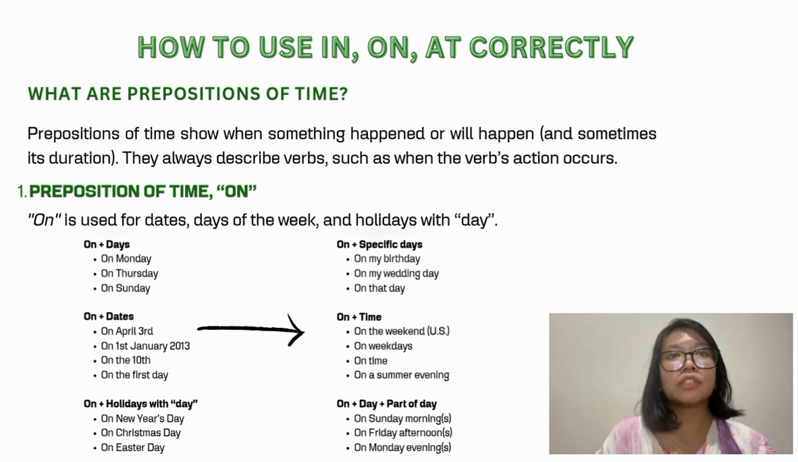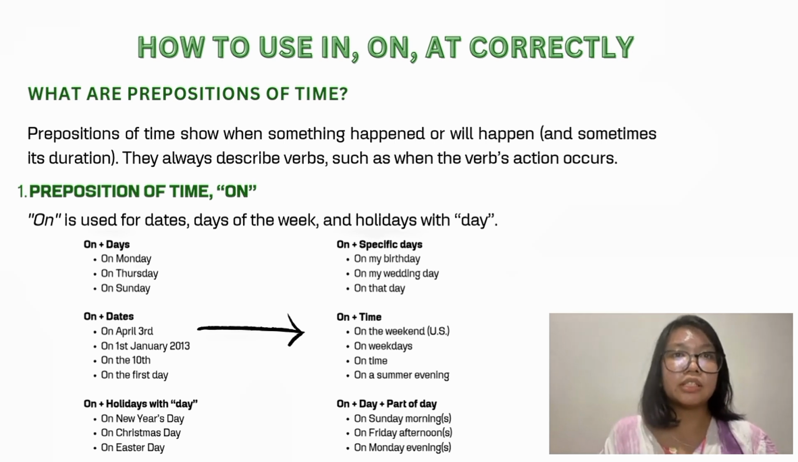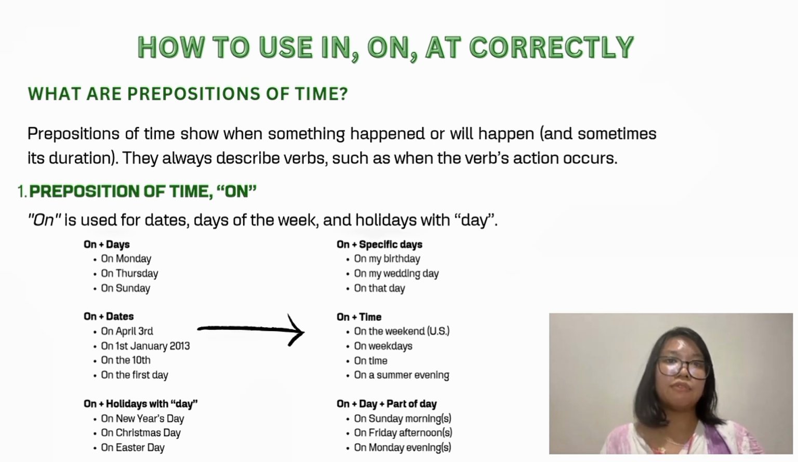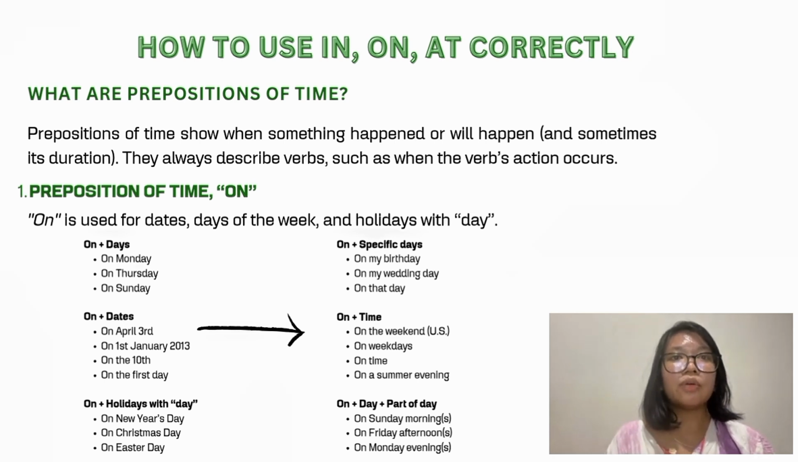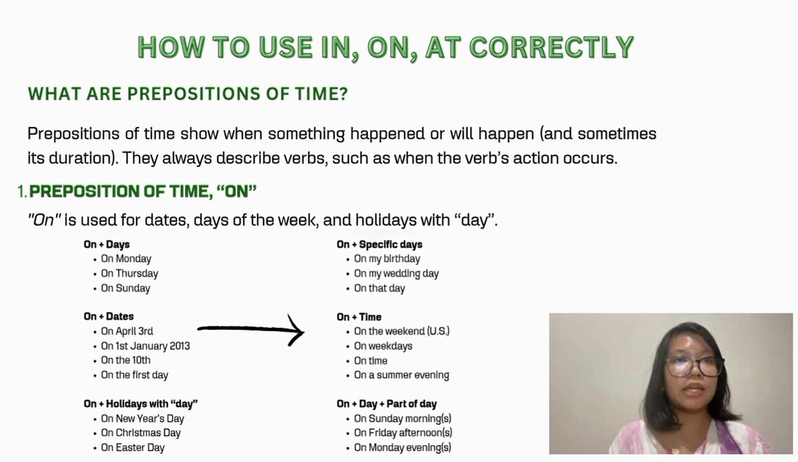Next is preposition of time on. On is used for dates, days of the week, and holiday weekdays. On plus days: on Monday, on Thursday, on Sunday. On plus dates: on April 3, on 1 January 2013, on the 10th, on the first day. On plus holidays: on New Year's Day, on Christmas Day, on Easter Day. On plus specific days: on my birthday, on my wedding day, on that day. On plus time: on the weekend (US), on weekdays, on time, on a summer evening. On plus days plus part of day: on Sunday morning, on Friday afternoon, on Monday evening.